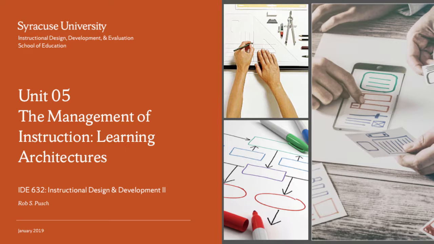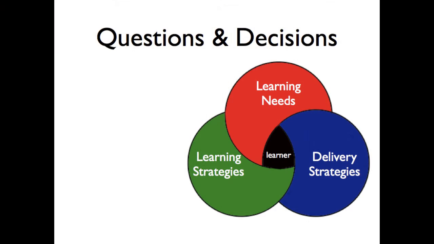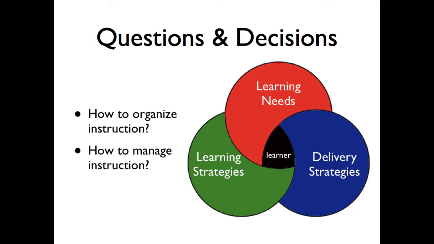Module 5 is on the management of instruction. This module focuses on how to make decisions related to managing instruction and on learning architectures. As you approach designing instruction, there are two questions to keep in mind. First, how to organize instruction, and then how to manage instruction. These decisions provide a framework for the design and development process.